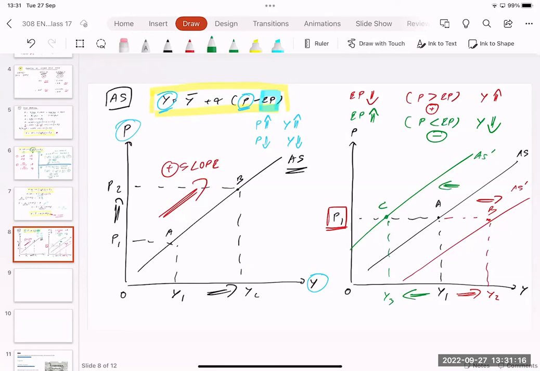The reason is if the price is cheaper than what they think, this is not good for the business, right? Everything becomes cheaper than what they think. It means that they're going to get less revenue, so they're going to produce less. That's why the aggregate supply curve will shift to the left. Okay, so you need to keep in mind that a change in the expected price will shift the aggregate supply curve. Okay.